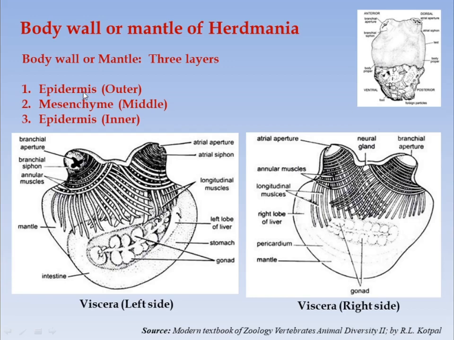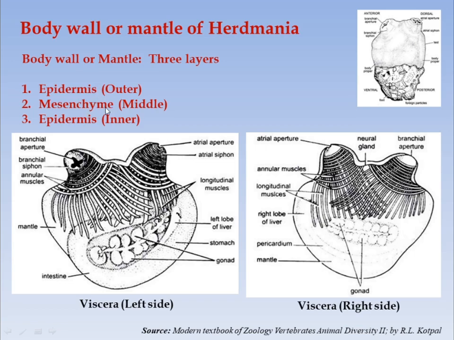So epidermis is the outermost layer of mantle or body wall, and it is a single layer which is formed of flat and hexagonal cells. Hexagonal cells means which has 6 sides, and this outer epidermis, as I told you previously, that mantle secretes the test, and in mantle also the layer which secretes the test is the outermost layer, which is epidermis.